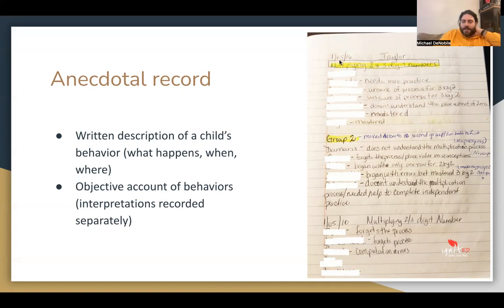And then this was on January 5th, 2016. I'm assuming the teacher's name was Taylor. This is page 10 of their journal. The lesson was multiplying 2 and 3 digit numbers.